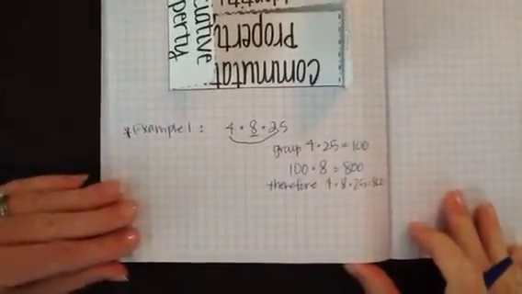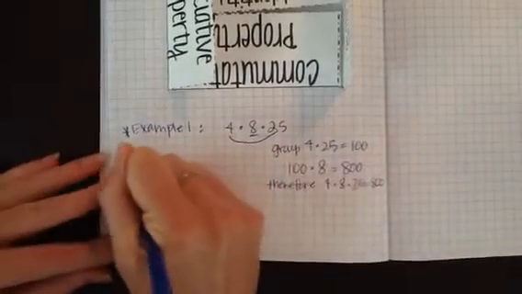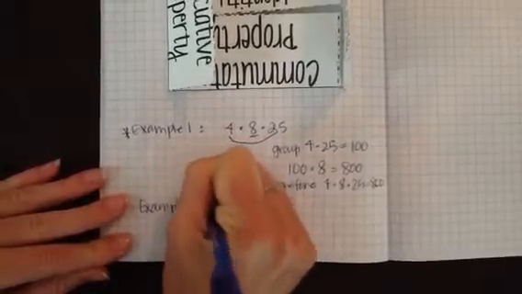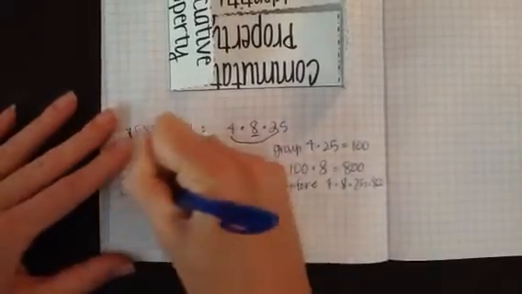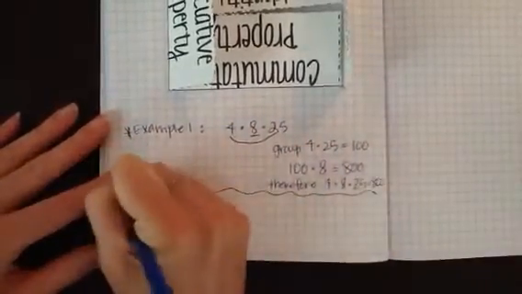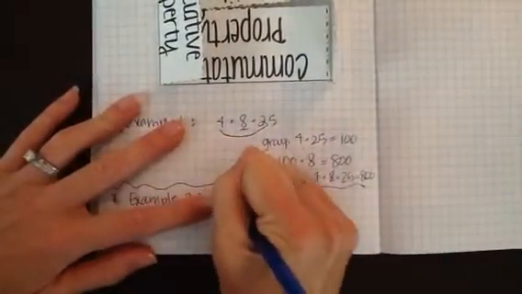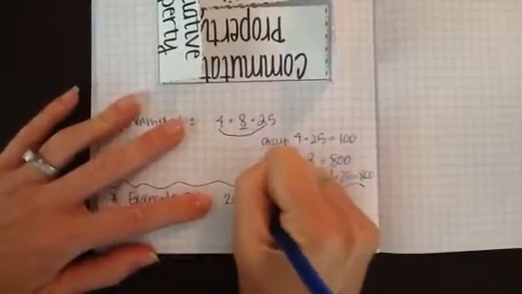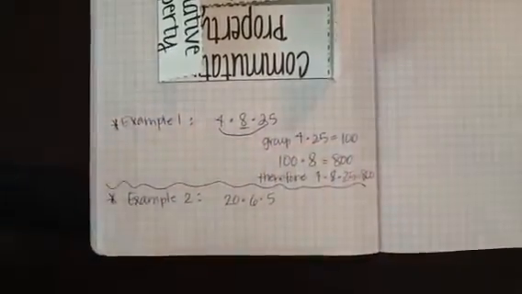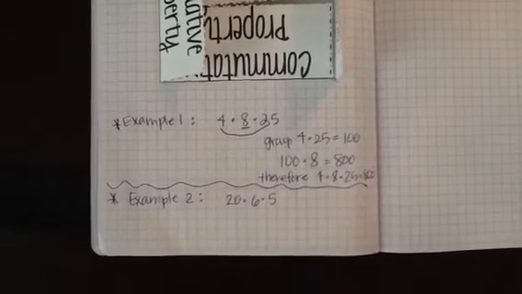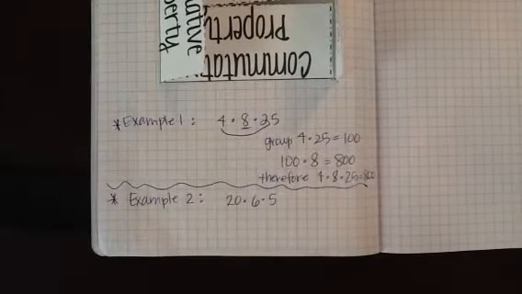Second example. I want you to think about this one before I give you the answer. Okay, so what if I gave you, I want you to think about a way you can use mental math, 20 times 6 times 5. Okay, so think about an easier way. Instead of doing 20 times 6 and then times 5, what's an easier way to think about it? Take a second, pause the video, see if you can figure it out, and then come back and check yourself.